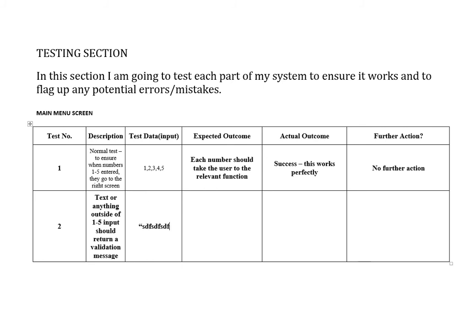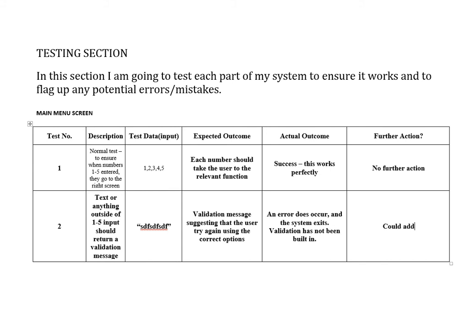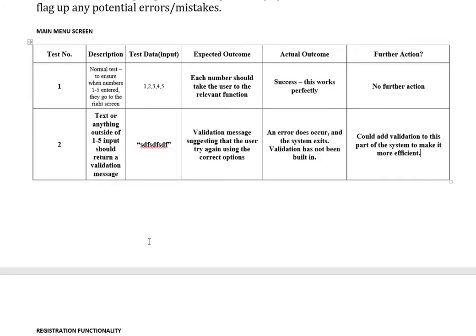Test data was this. Expected outcome: a validation message suggesting that the user try again using the correct options. Now the result is an error does occur, and the system exits. Validation has not been built in. So that's one example of a test we could do.